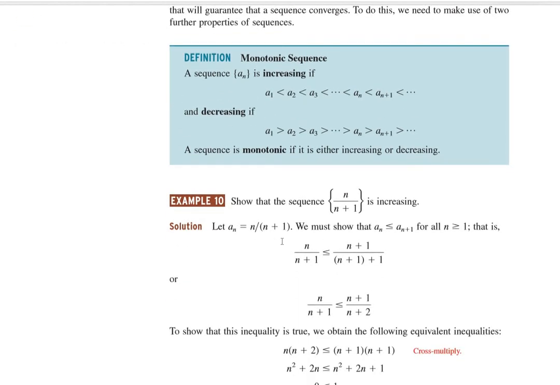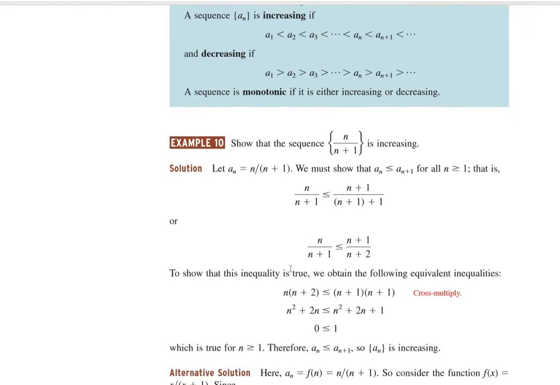Next example, we have to show that the sequence n divided by n plus 1 is increasing. In this textbook, we can use many methods to show that a sequence is increasing. In this textbook, they take a_n equal to n divided by n plus 1.